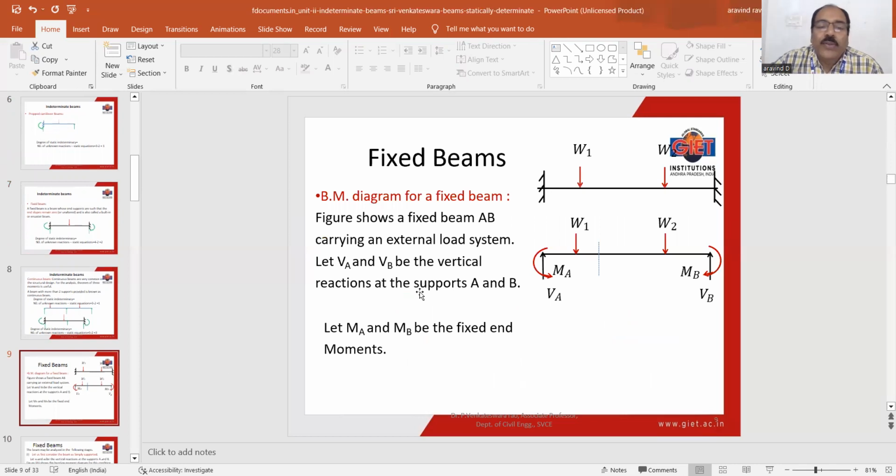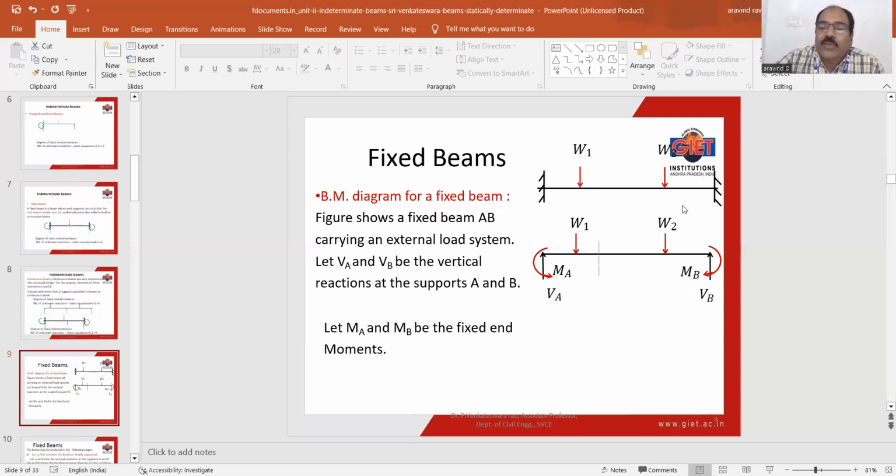Now, we see how to analyze the fixed beams. As we know, the degree of static indeterminacy of a fixed beam is equal to 2. Therefore, the number of equilibrium equations available is 2. Therefore, we have to generate some additional equations to analyze the fixed beam completely.